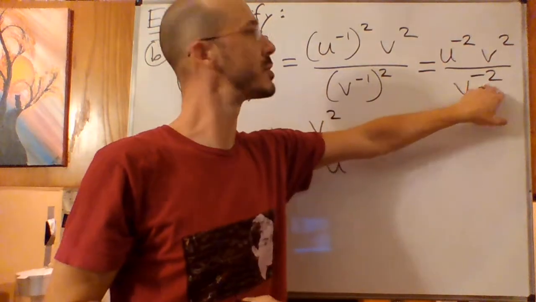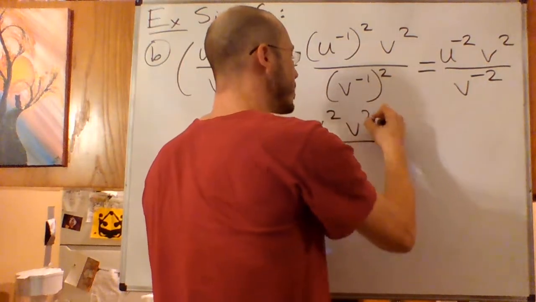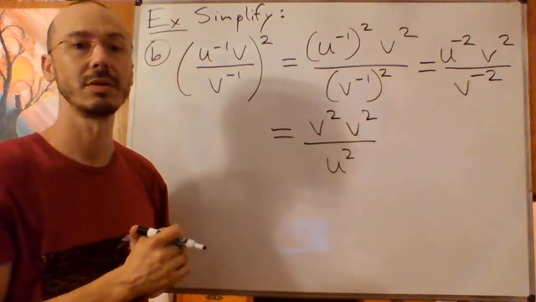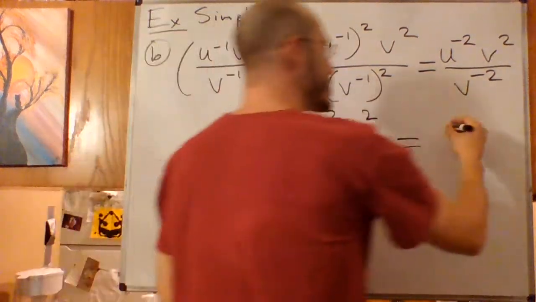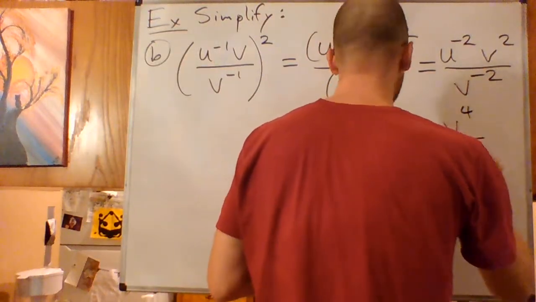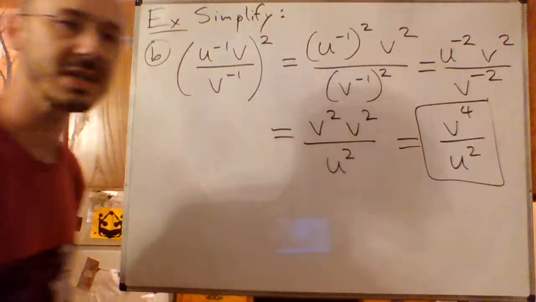This v to the negative 2 belongs up here as a v to the 2. There's this other v to the 2, v squared. And then I'm going to use finally the product rule right here to combine those to give v to the 4th over u squared. And that's the simplified form.